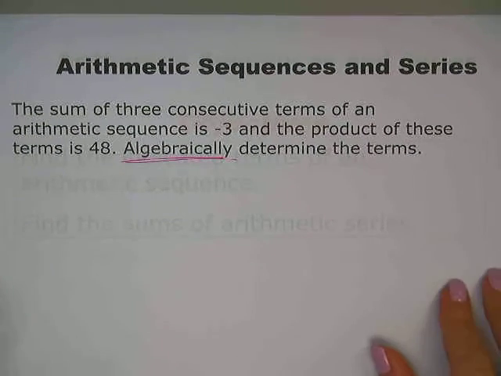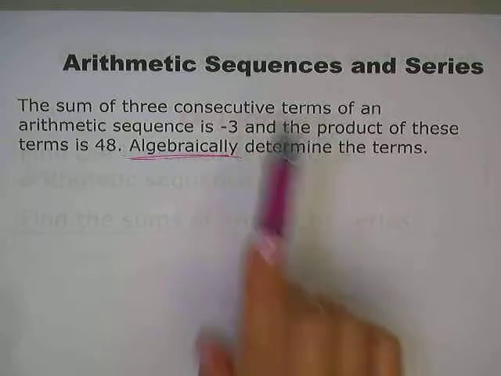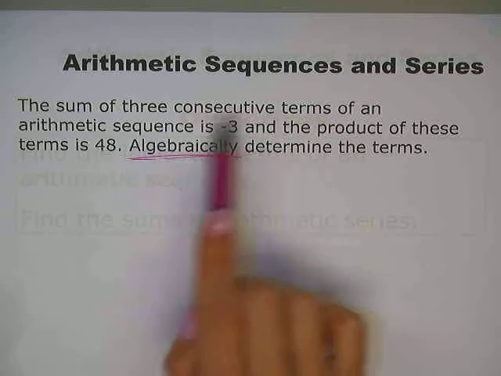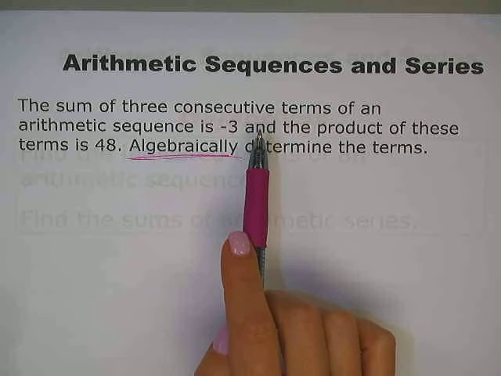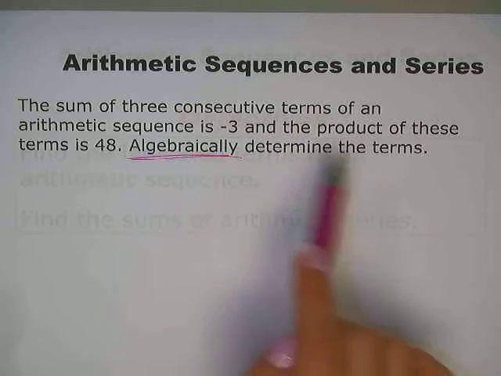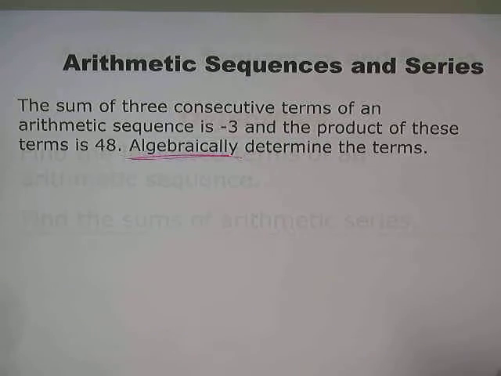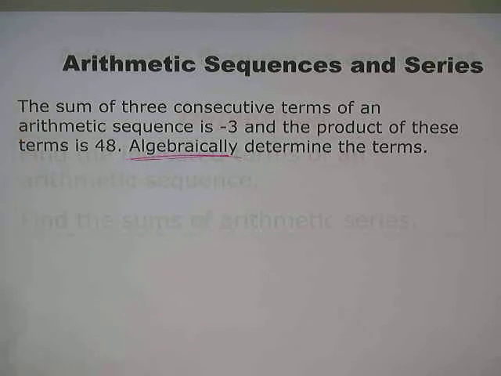All right, so let's go ahead and figure this one out. Now, I've got 3 unknowns. I've got 3 consecutive terms. I know that they're consecutive, so that's helpful. And I know that their sum is -3, and I know that their product is 48. So what I'm going to do is come up with a system of 3 equations to relate these 3 terms together. Again, since I have 3 unknowns, I need 3 equations.